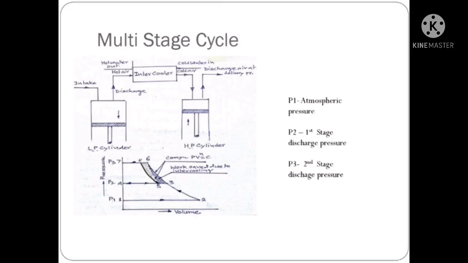Here is the multi-stage cycle PV diagram. So all the processes are similar to single stage, but here we use an intercooler between the two stages. So by using the intercooler we reduce the work done and we move nearer to the isothermal compression. Thereby we save the work done.